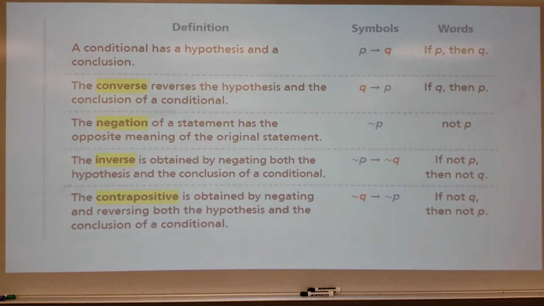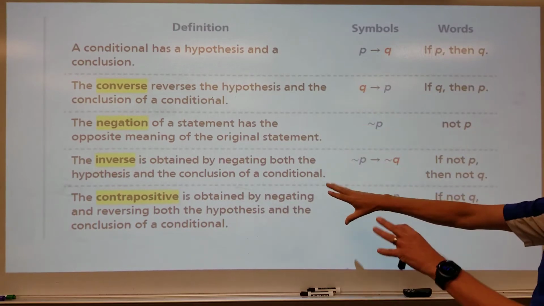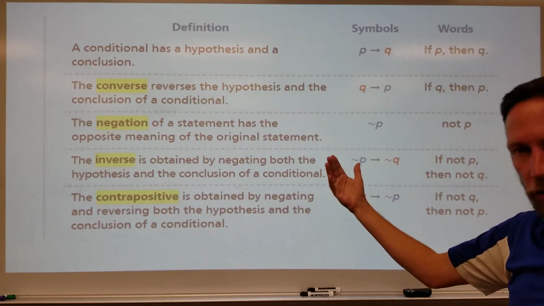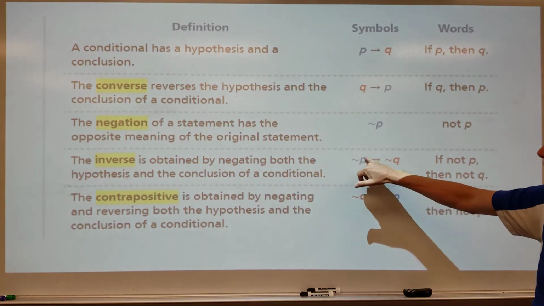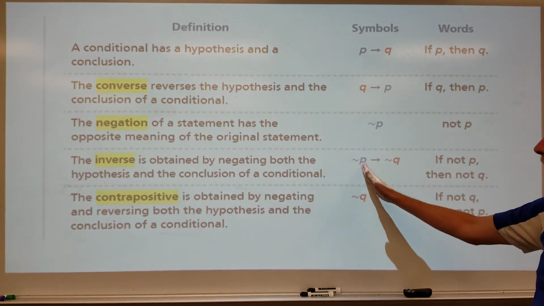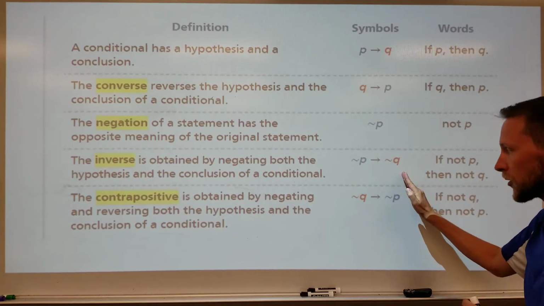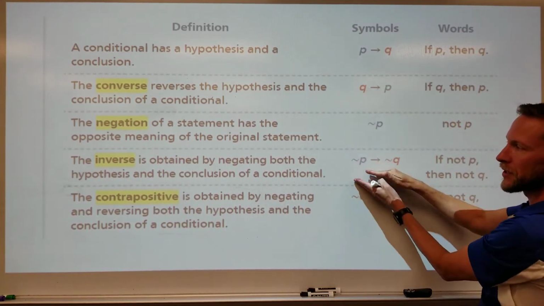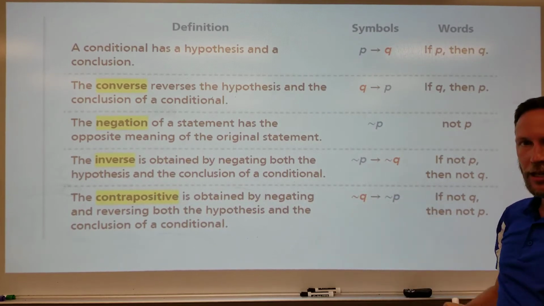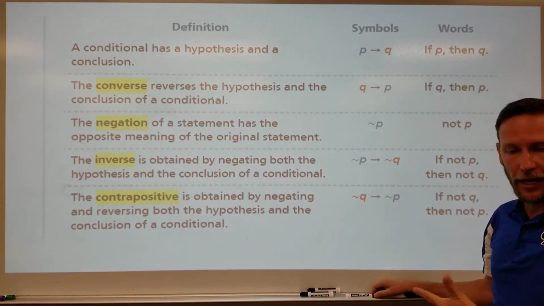So for example, well, actually, let's continue talking about this, and I'll do an example with, like, when I wear sunglasses. So an inverse is when you negate the hypothesis. If not hypothesis, then not conclusion. And the contrapositive is basically the converse of the inverse. You're switching those. You're saying if not conclusion, then not hypothesis.